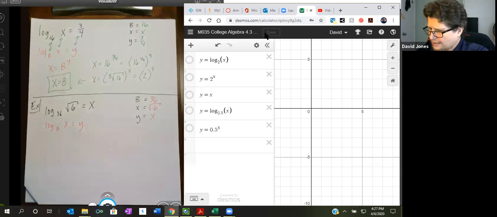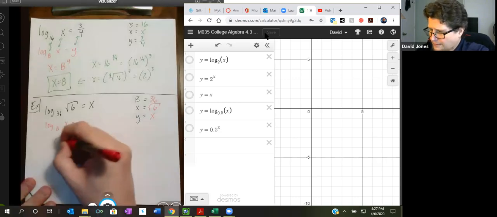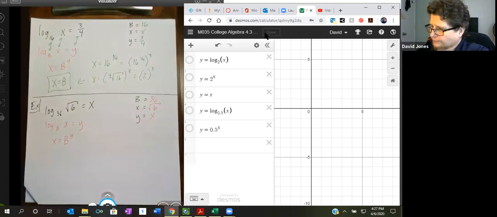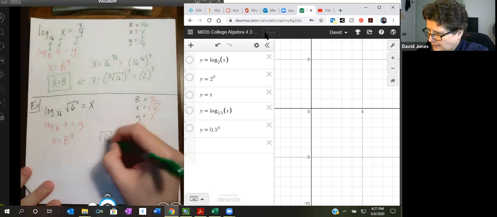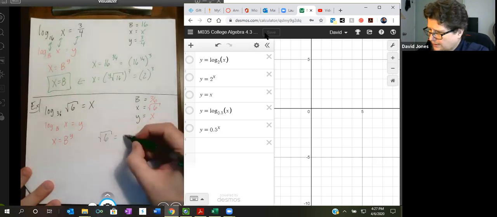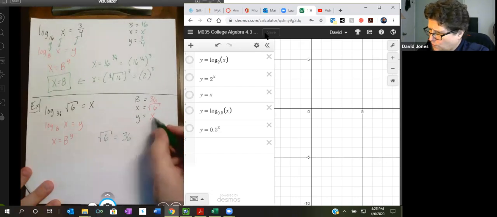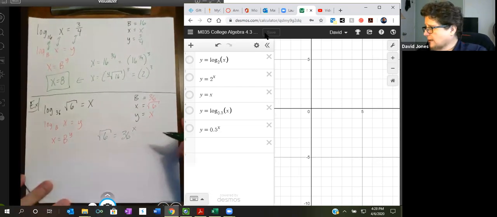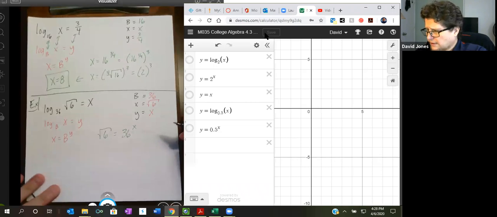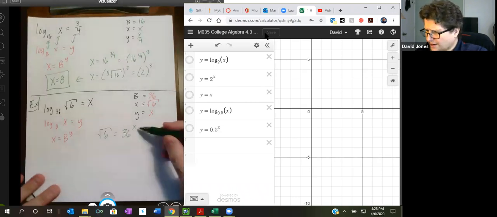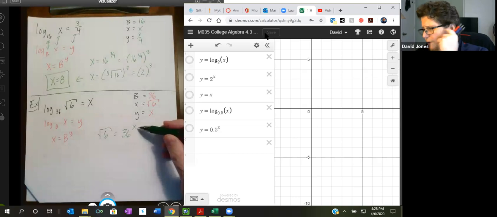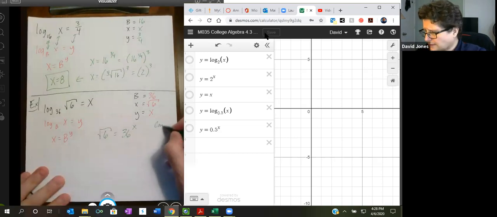So I'll rewrite this in exponent form. I have the square root of 6 equals 36 to the y, which is x. So here I've got the exponents in the variable. This is where we want to get a common base. Get the same base on each side.